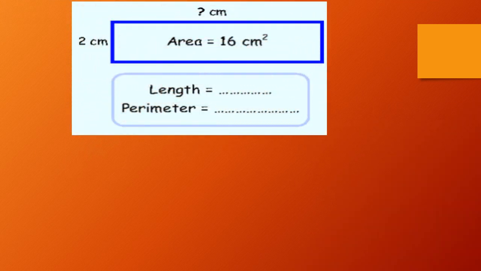Number 3. The area of this rectangle is 16 centimeters squared. The width equals 2 centimeters. We want to know what is the length.